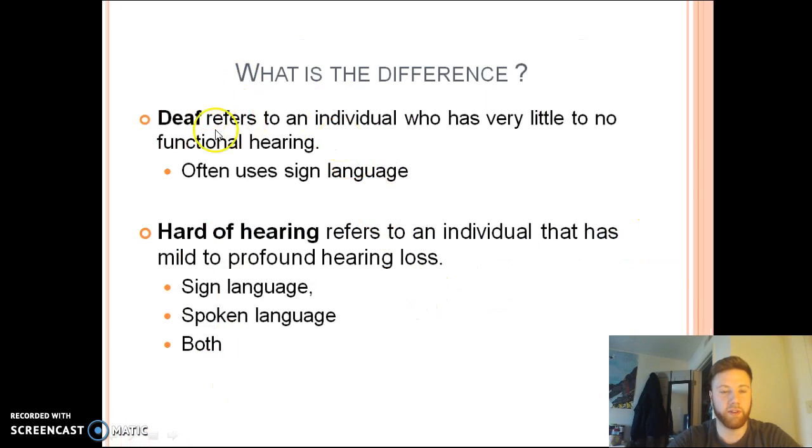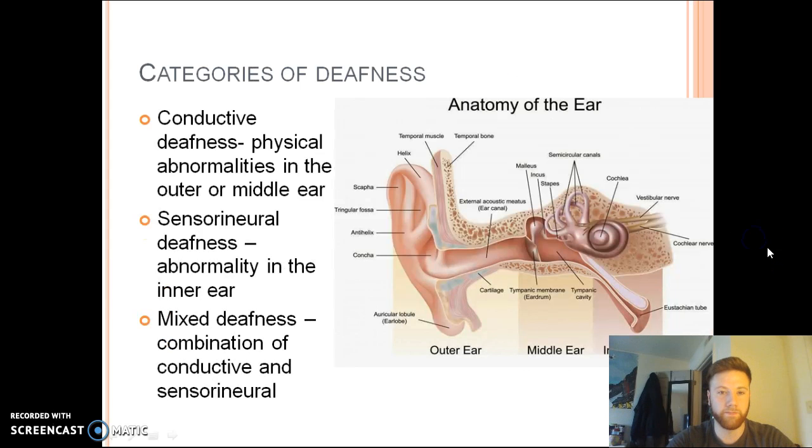So to start off, what is the difference between the two? Deaf refers to an individual who has very little to no functional hearing. This person often uses sign language, and they can also use lip reading. Then you have what's known as hard of hearing, which refers to an individual that has mild to profound hearing loss. This person uses sign language, spoken language, lip reading, or any kind of combination of that sort.